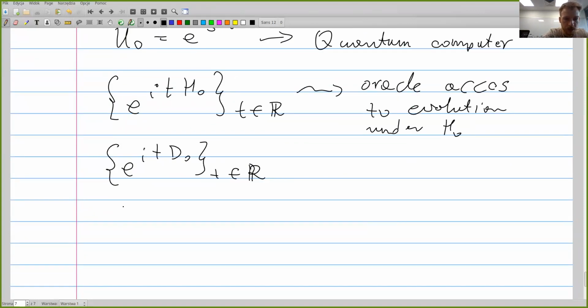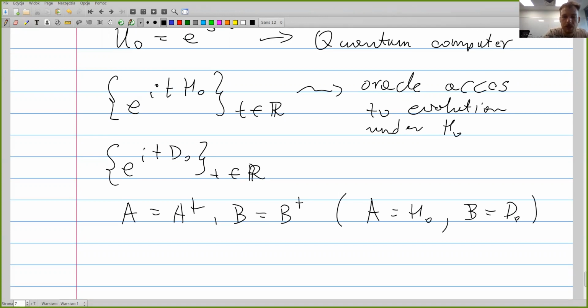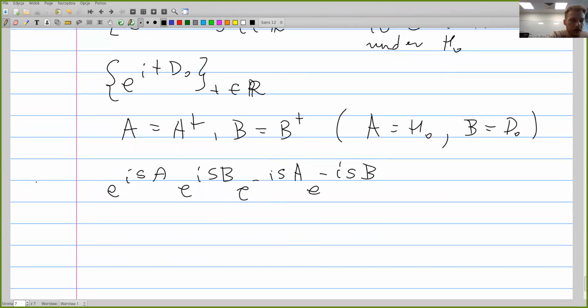So what we will do is we will take A equals A dagger and B equals B dagger. So for us, A will be maybe H0 and B will be D0. Okay, but in general, we can take some small s, e^{i s A}, e^{i s B}, e^{-i s A}, e^{-i s B}. And this we can call V_GC of s. So this is called a group commutator.